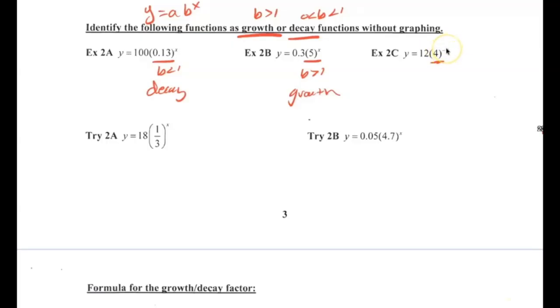This one is trying to trick me here. That's a negative x. Remember, a negative power flips it. This is actually 12 to the 1 over 4 x. That's a decay. Trying to get me. This one, 1/3, decay, less than 1. No trick there. 4.7, bigger than 1, growth.